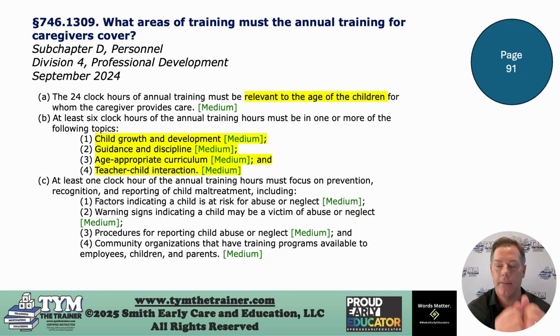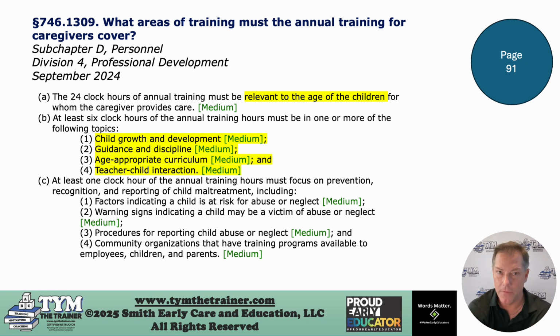All right, now here is the annual training expectations. And there's a couple of things that I have highlighted here because they are some of the most commonly cited items in this book. The first thing you want to look at with annual training is that your annual training must be relevant to the age of the children that you are providing care for.